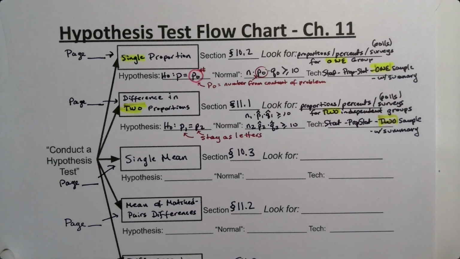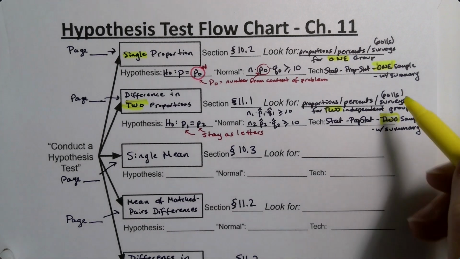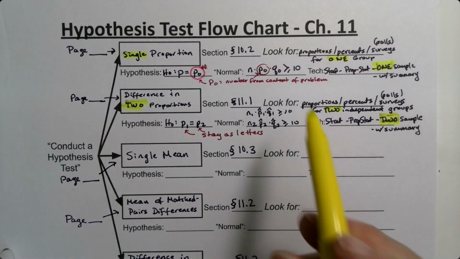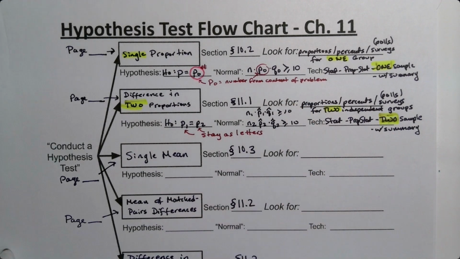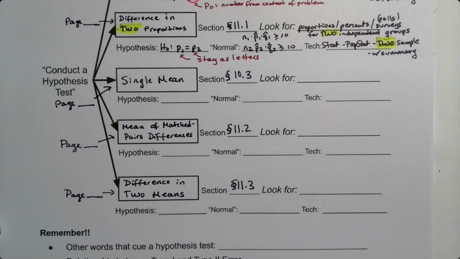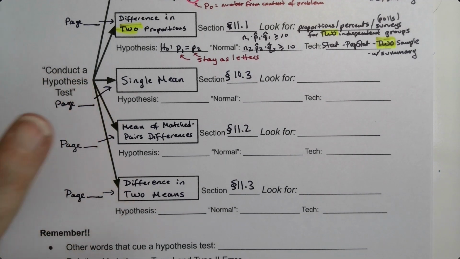But they're all proportions. So there'll be percents all over those problems. They'll be talking about a survey or a poll that they did, that kind of thing. So when you see that type of info, you know it's one of those two, as opposed to the bottom three. The bottom three are all data, right? So they're all with data tables or averages, standard deviations are given, that kind of thing.